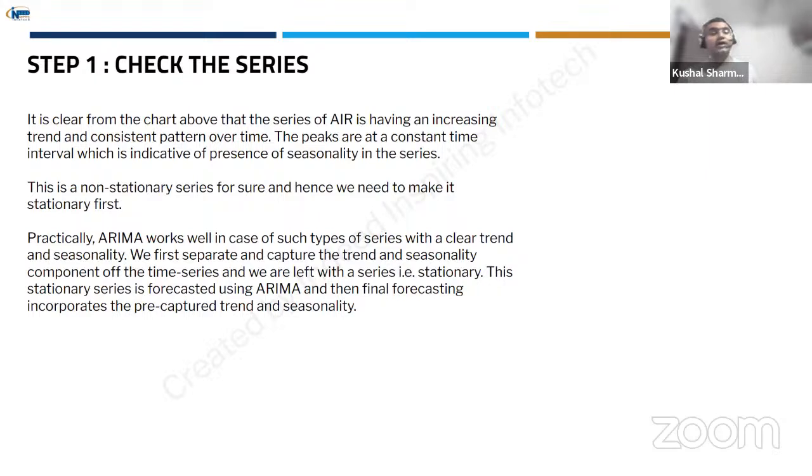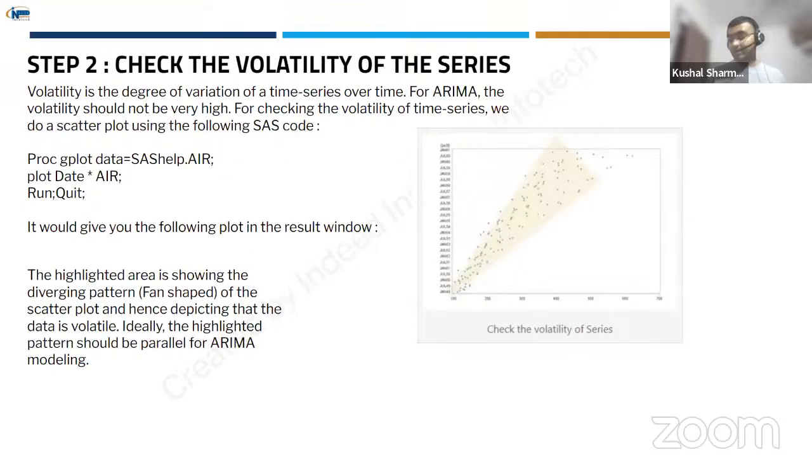Practically, ARIMA works well in the case of such series, where we first separate and capture the trend and seasonality components of the time series, and we are left with a stationary series. This stationary series is forecasted using ARIMA, and then the final forecasting incorporates the pre-captured trend and seasonality. That is something we are able to understand from the diagram which is being plotted.